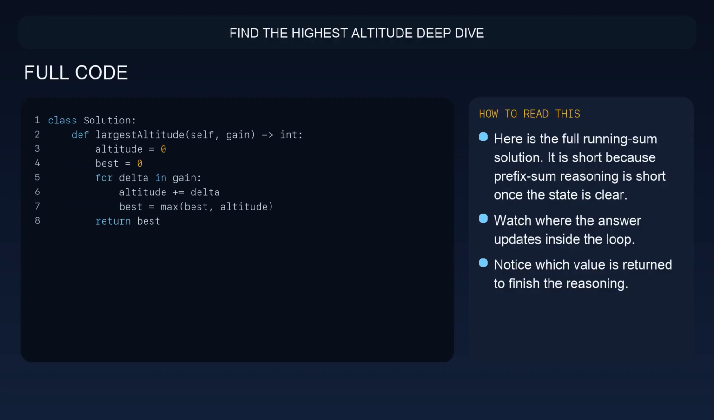Here is the full running sum solution. It is short because prefix sum reasoning is short once the state is clear. In the code, focus on 2 checkpoints. Watch where the answer updates inside the loop, then notice which value is returned to finish the reasoning.